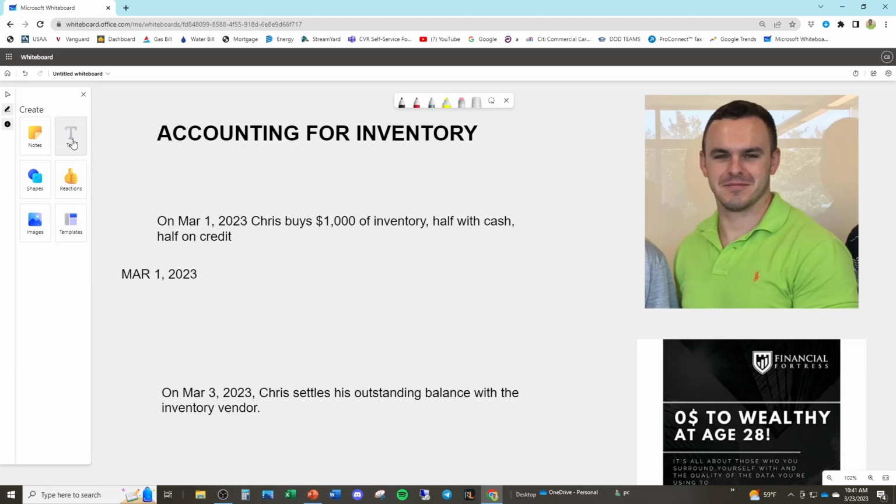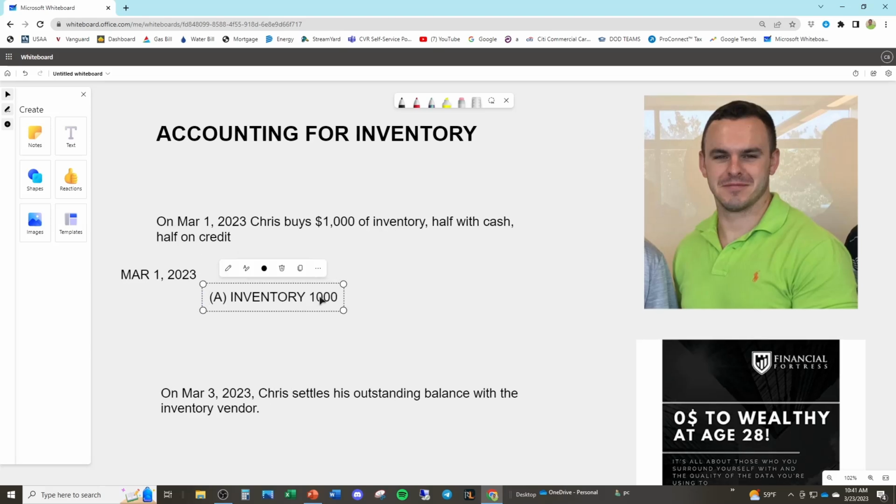What are we debiting? Well, we purchased inventory, which is an asset. And because we have an asset coming into our business, we have to debit the asset to increase it. So we debit inventory for $1,000. Now, we paid it half with cash, half on credit. When you see a problem that says on credit, we're dealing with accounts payable. So half of 1,000 is 500. So we have a credit to cash of 500.